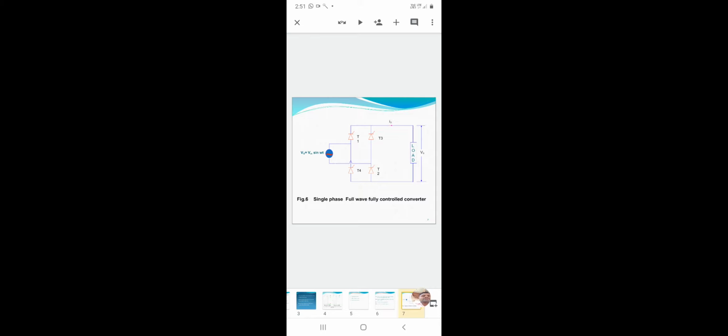The anode of the T1 thyristor is connected to the source positive terminal, and the cathode of the T2 thyristor is connected to the negative terminal of the source. So this is the circuit diagram connection. This is the construction part of the circuit diagram.